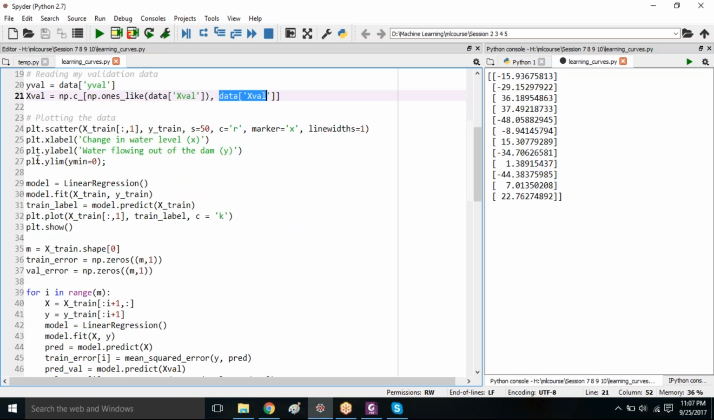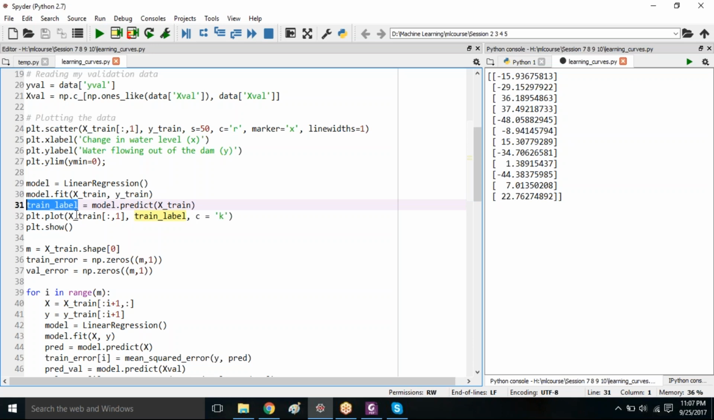After plotting, you just take the linear regression model and fit it through X train and Y train, your training data, just your 12 points. Then you predict on your training data through your model, and when you predict this, it gives you the line.